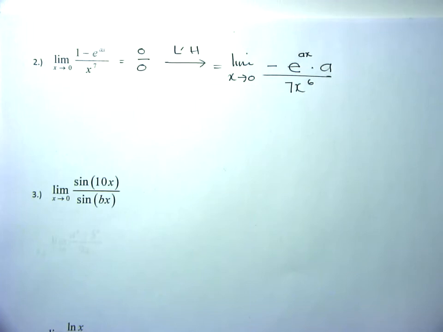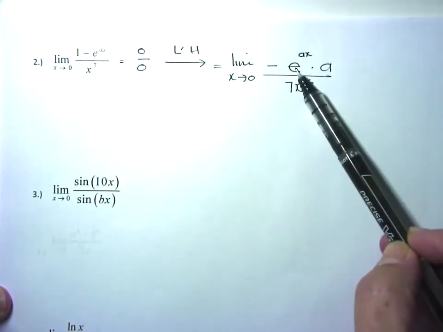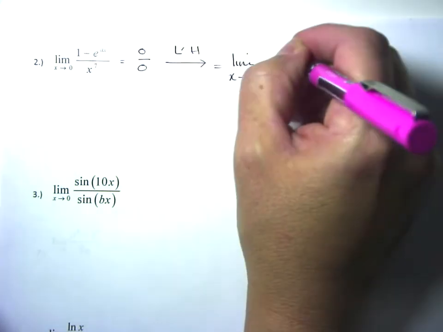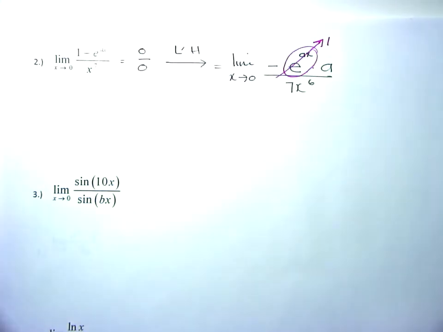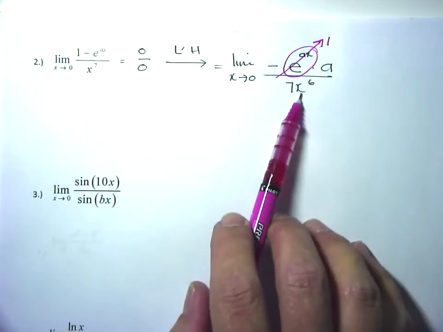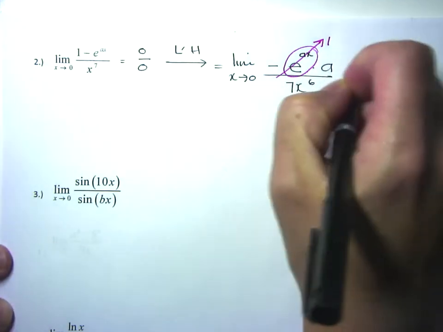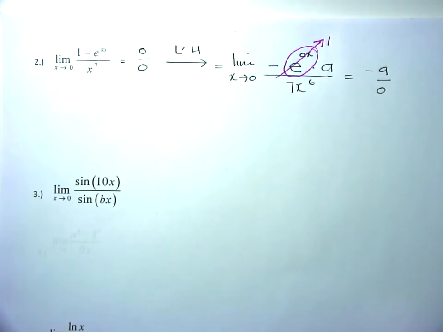And now we can plug the limit in again. So really what we have right now is just a brand new limit problem. So plug it in again. If I plug 0 in, e raised to the power 0 is equal to 1. So this becomes 1, right? Let's go ahead and indicate that. This becomes 1. And if I plug 0 in here, the denominator becomes 0. So what I have is negative a divided by 0.